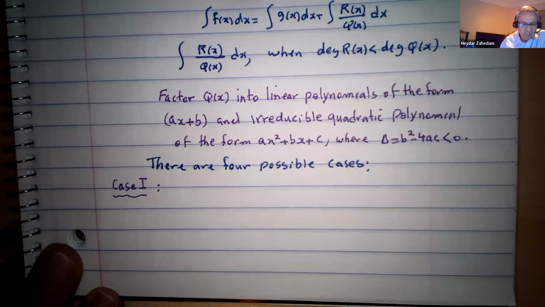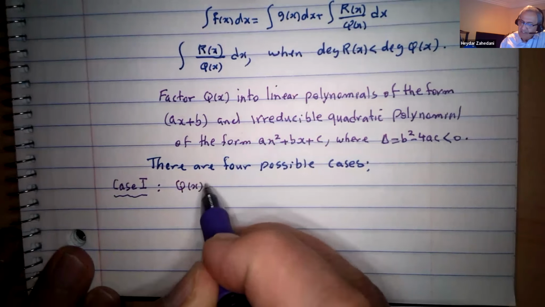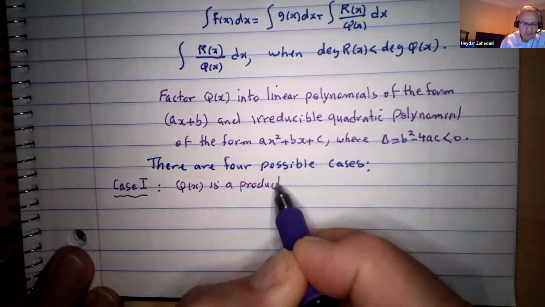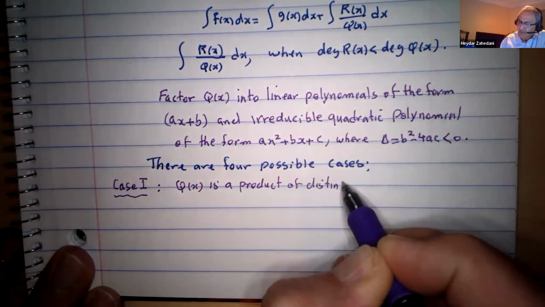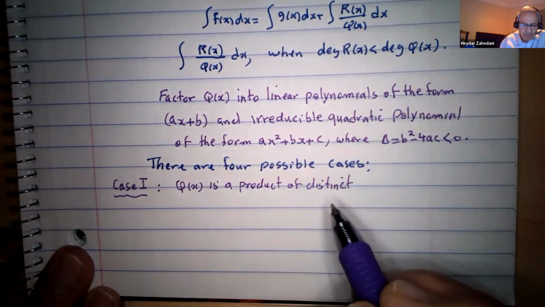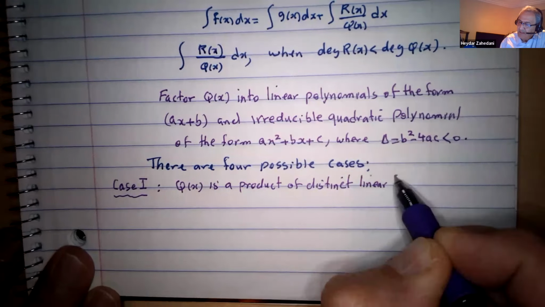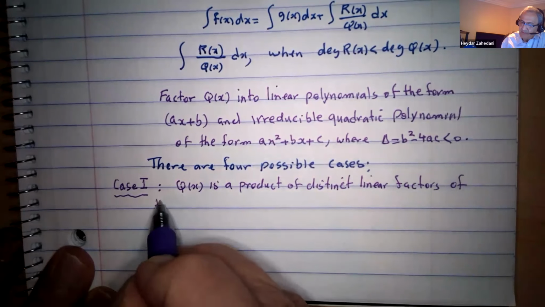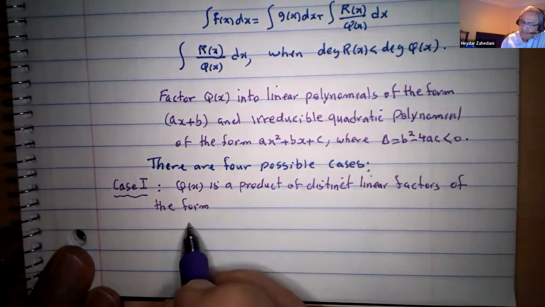Okay, so the case is going to be case 1: Q(x) is a product of distinct, meaning different, no repetition, linear factors. Factors of the form, this is it. You see, this is Q(x).